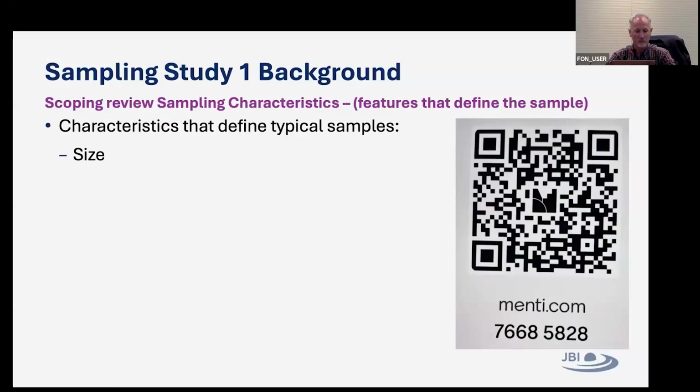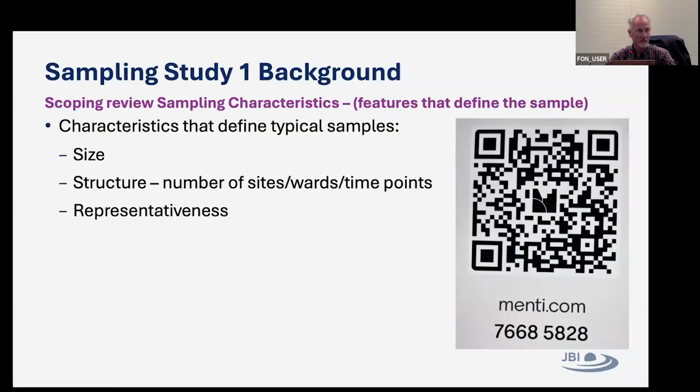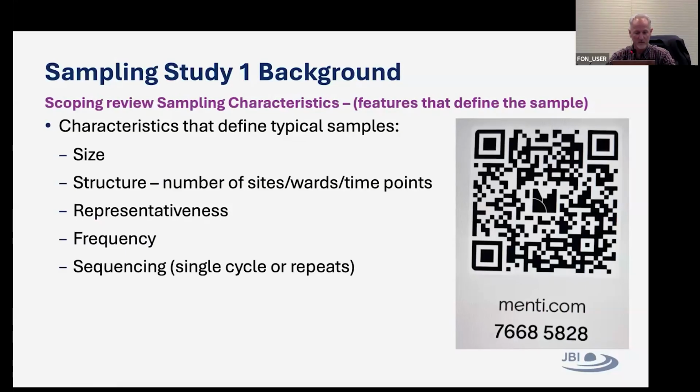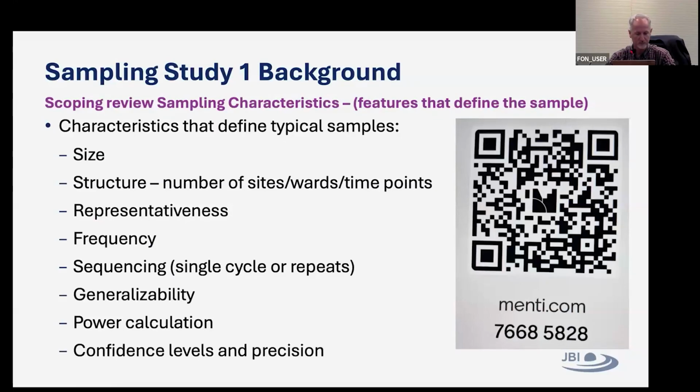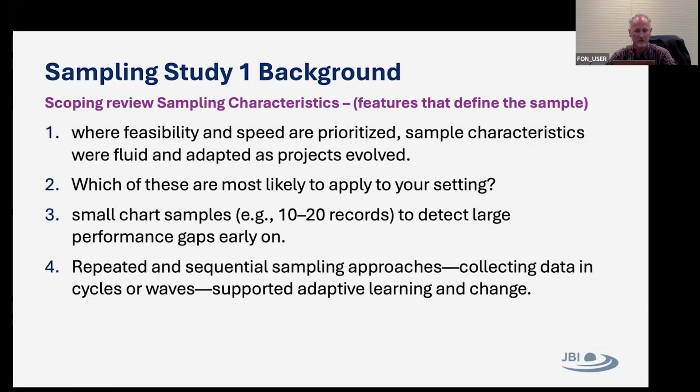Okay, so here are some other words. Structure. Representativeness we had, right? Frequency, sequencing. Is it 1 round, 2 or 3? Generalizability, power calculation, confidence level, precision. These are all common kinds of framing, aren't they?